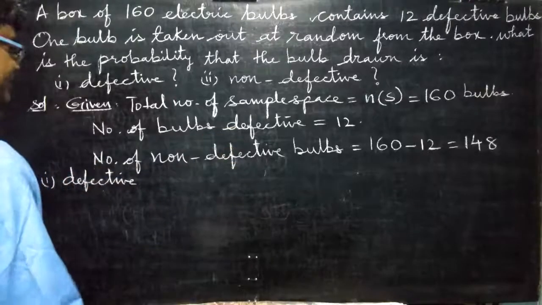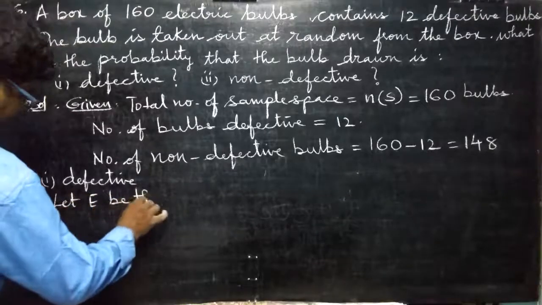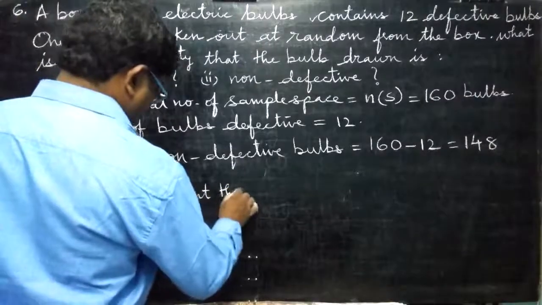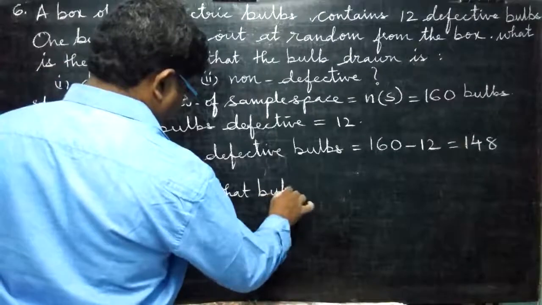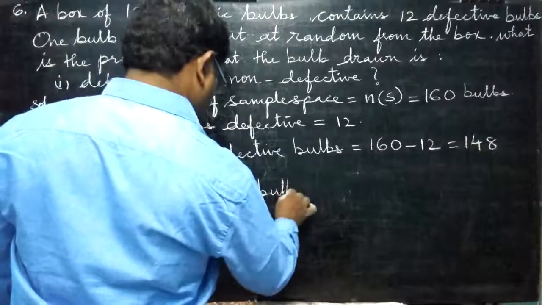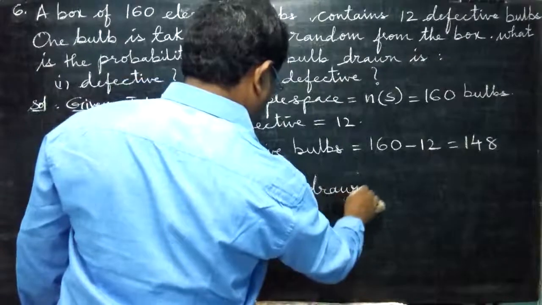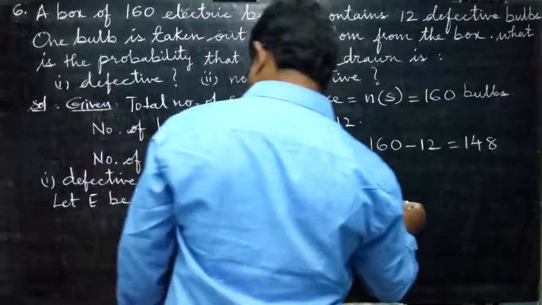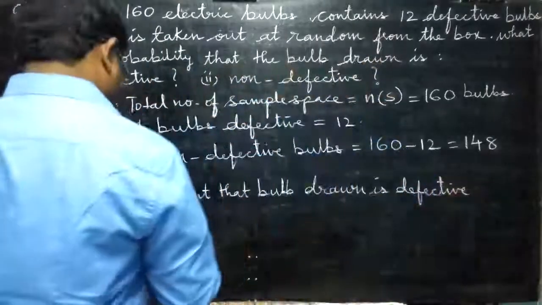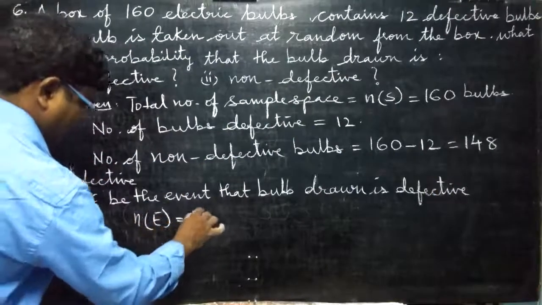How many are defective? Let E be the event that the bulb drawn is defective. Means how many defective? 12. So N of E is equal to 12.